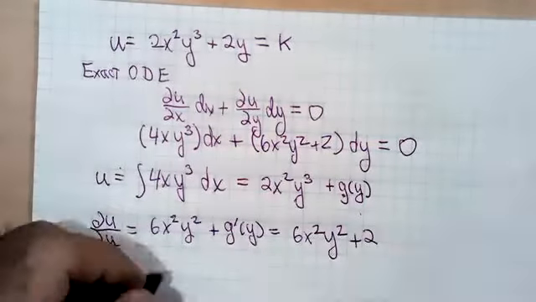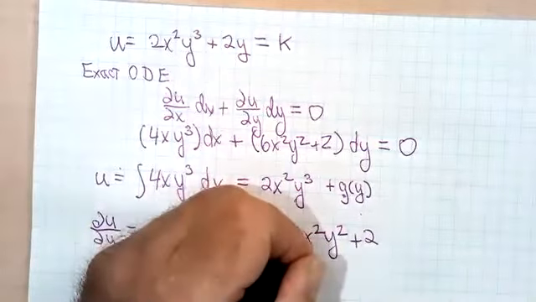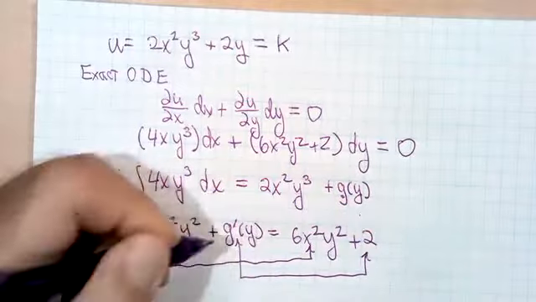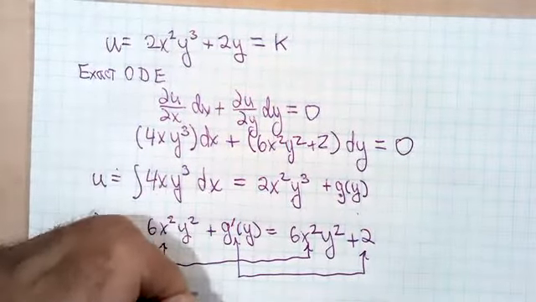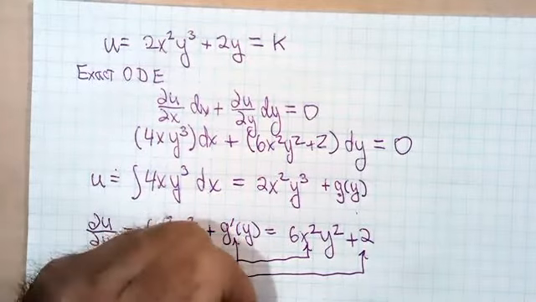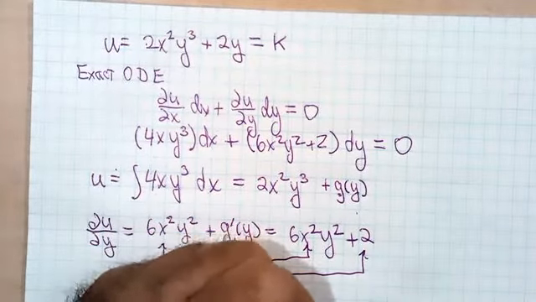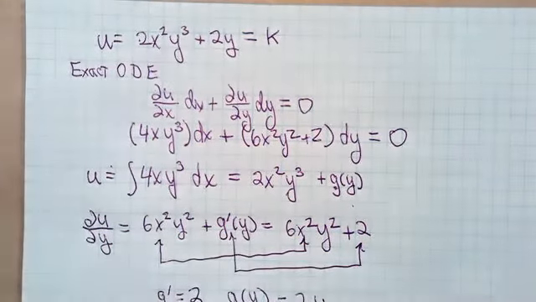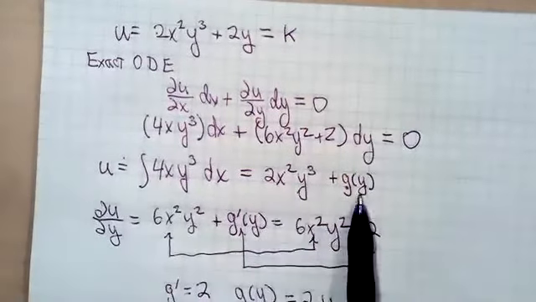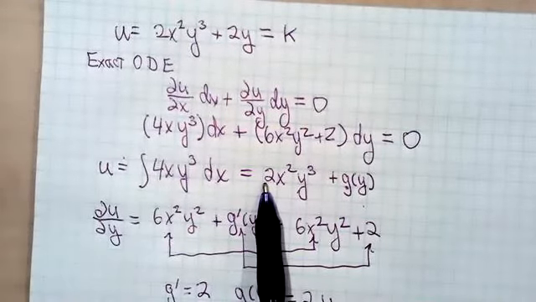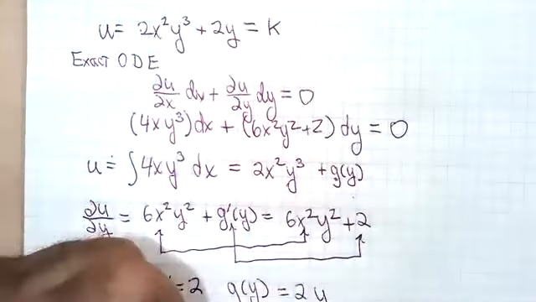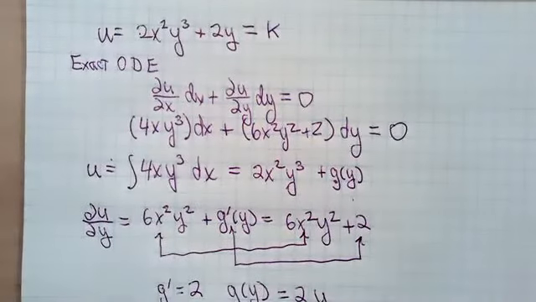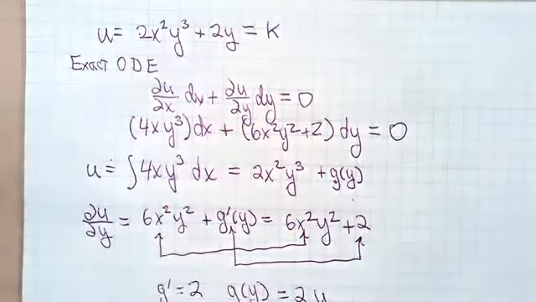And then you would say, well, these things obviously match up. And therefore, these terms must also match up. So that tells me g prime is equal to 2. And so g as a function of y must be 2y. Therefore, the original u must be equal to, well, we had it up to one term, right? We knew that it's 2x squared y cubed plus g of y, and we just figured out what the g of y is.